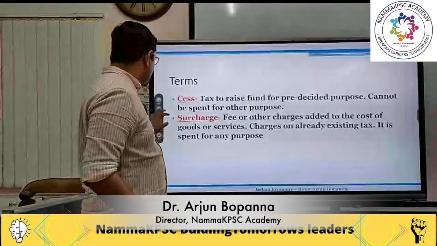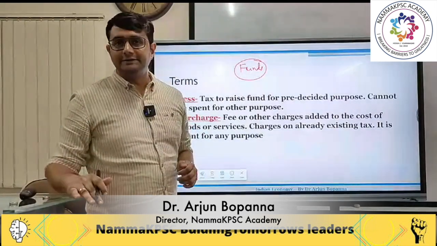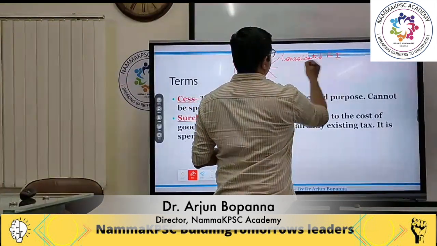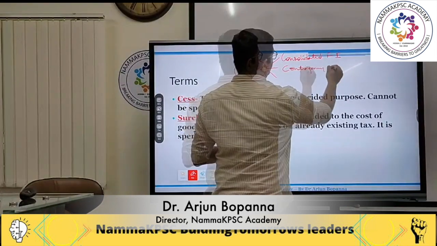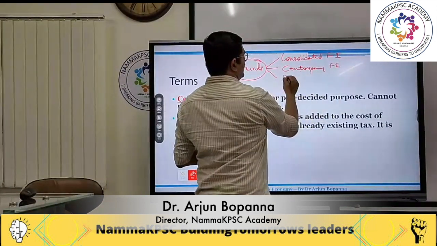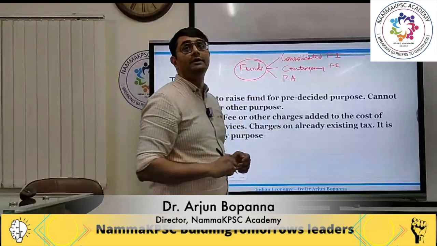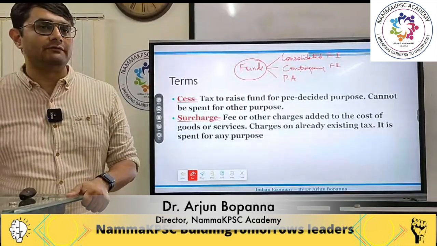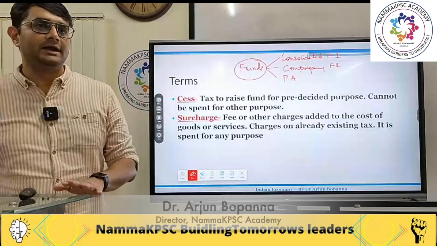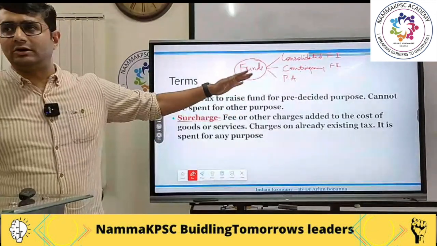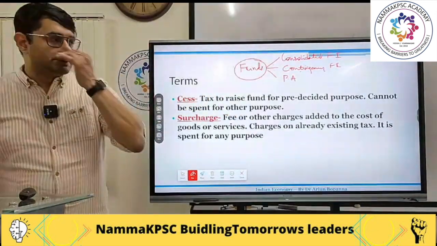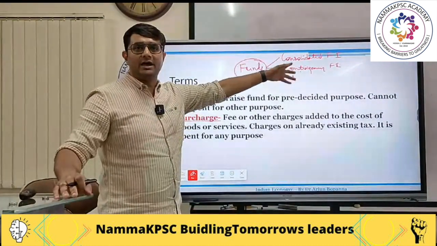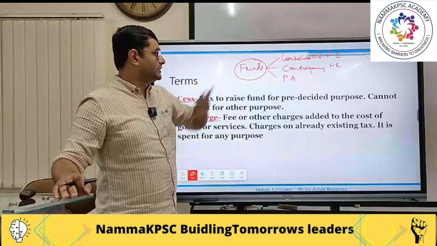Before we go into that, there are three types of funds: Consolidated Fund of India, Contingency Fund of India, and Public Account of India. So these are the three types of funds that are there in India. It can be with the state also, Consolidated Fund of State. Leave that. In the constitution or statutorily, they are provided. That's for the polity part.